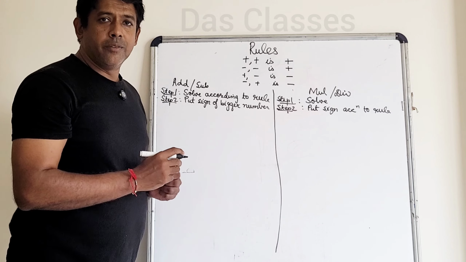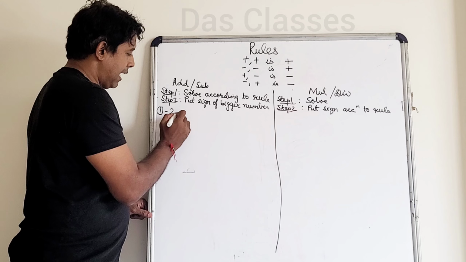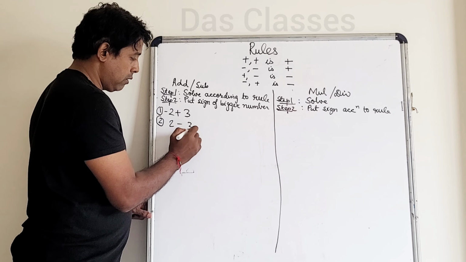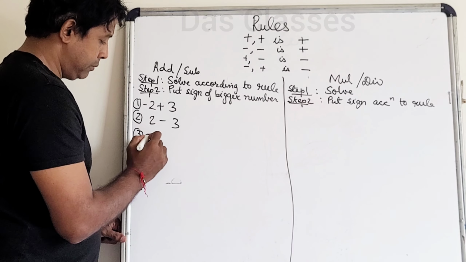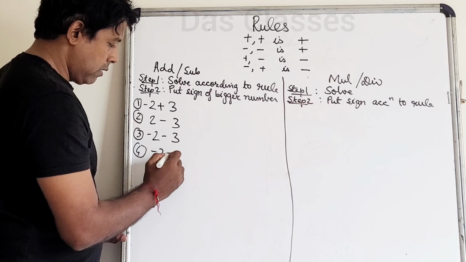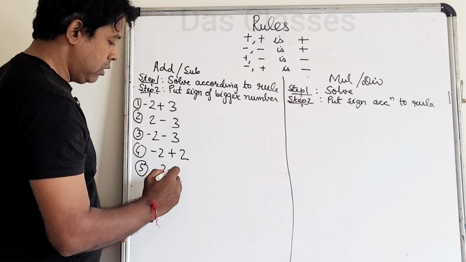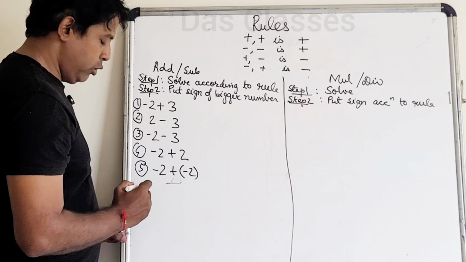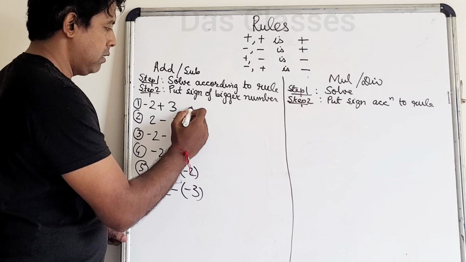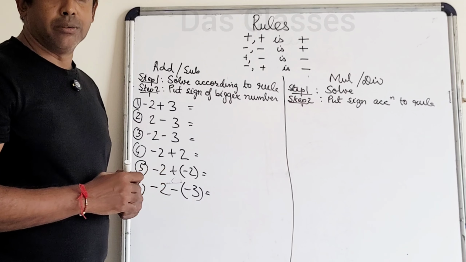To understand what I have written, let's take a few examples. Let me write down a few examples. I will take simple numbers, and whatever I'm going to write, it's the same for bigger numbers too. I'm going to take a lot of examples so that there is no confusion in your mind. So first let's take examples of addition and subtraction.